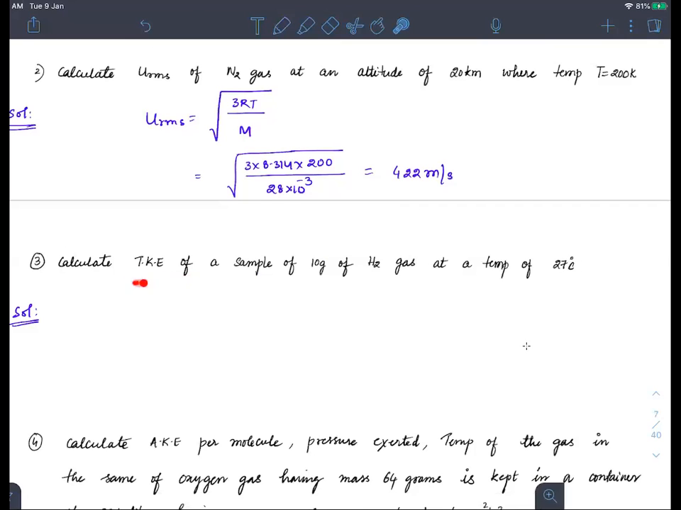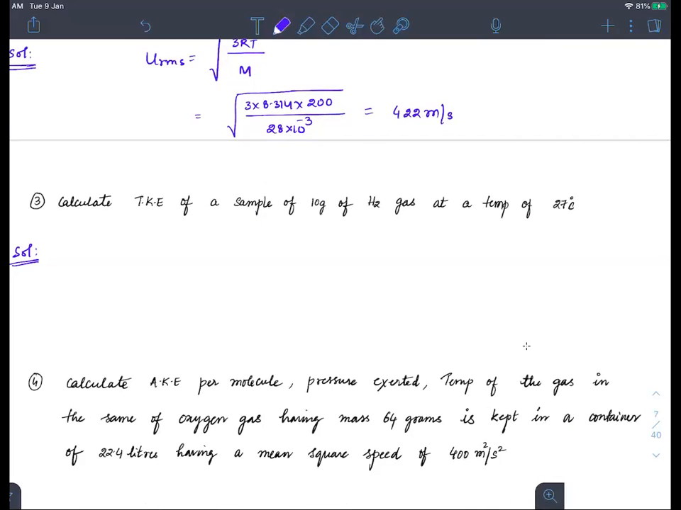Calculate total kinetic energy of a sample of 10 grams of hydrogen gas at a temperature of 27 degrees centigrade. The minute you see the words total kinetic energy, remember it depends upon both number of moles as well as temperature. So first calculate number of moles, which is 10 by 2, which is 5 moles. So we got number of moles as 5.